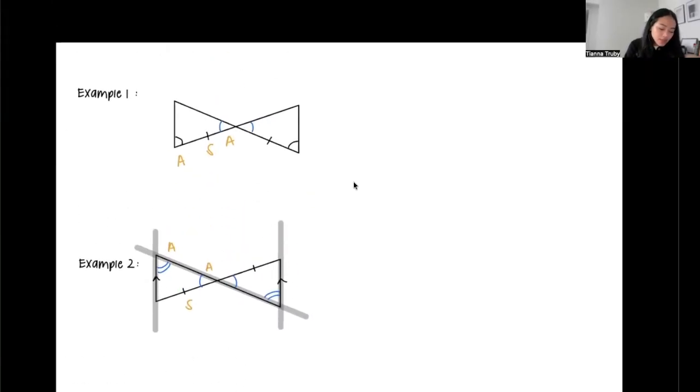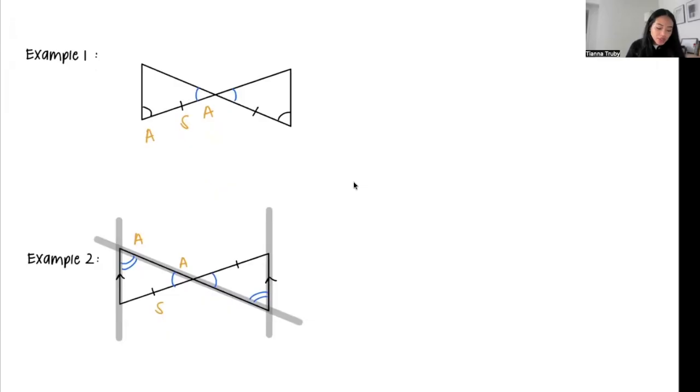And again, I really want to emphasize the difference between example number 1 and example number 2. Number 1 was angle, side, angle because the side was between the two angles, versus example number 2 was angle, angle, side because the side is not the included side, so not between the two angles that you know.